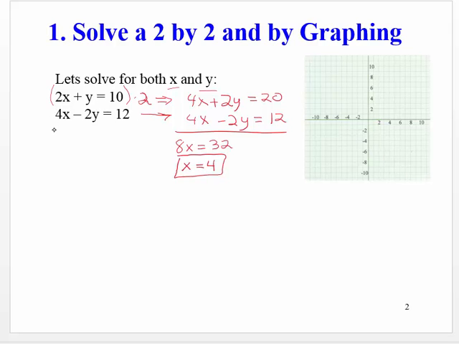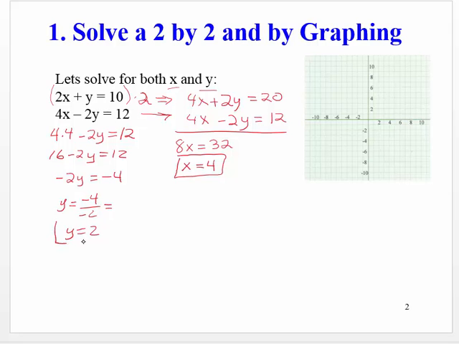So this one's right here. I'll use this one. 4 times 4 minus 2y is equal to 12. 16 minus 2y is equal to 12. Subtract 16 from both sides. Minus 2y is equal to minus 4. And divide by a negative 2. Y is equal to minus 4 over minus 2. The negatives cancel, and we have y is equal to 2. There's our solution.